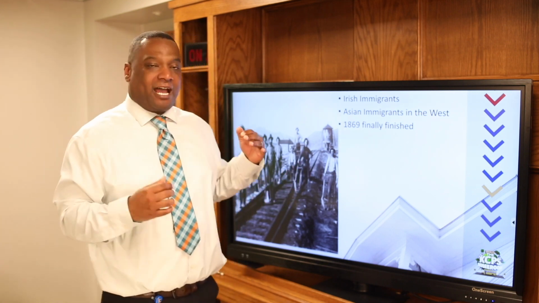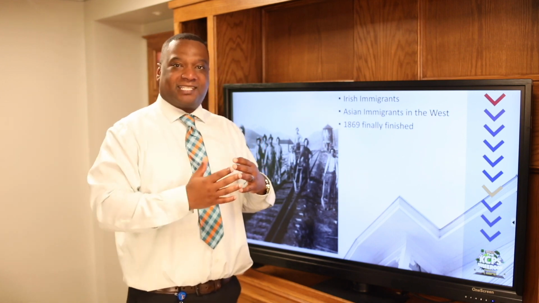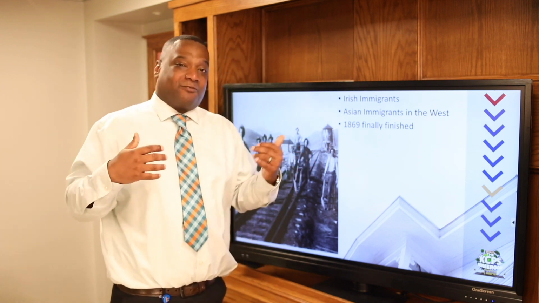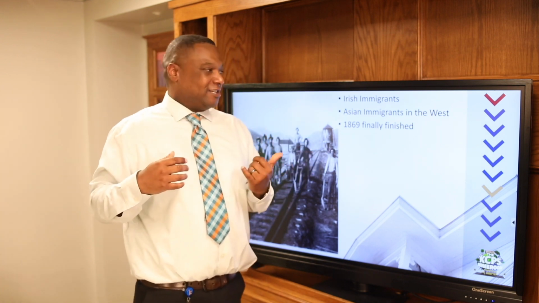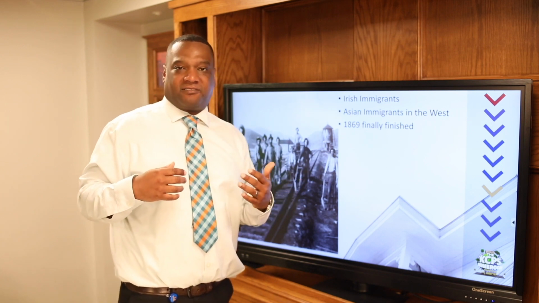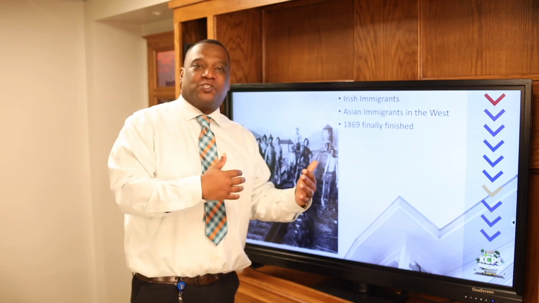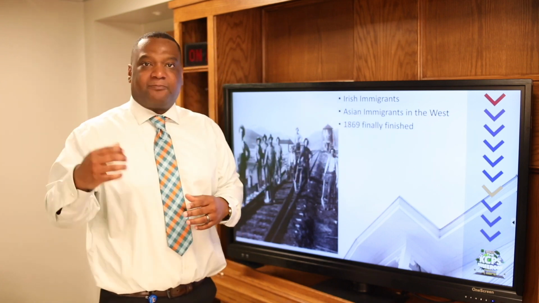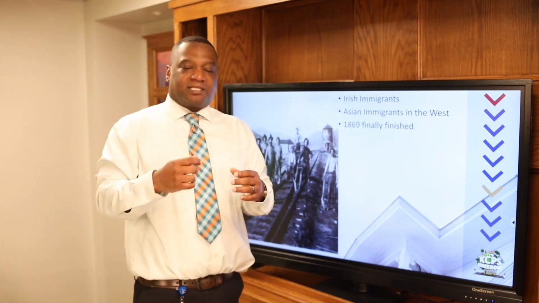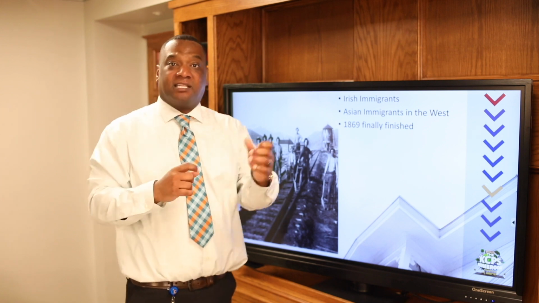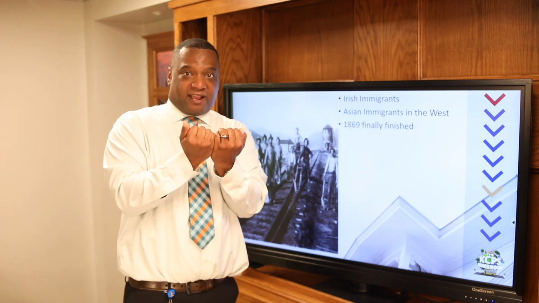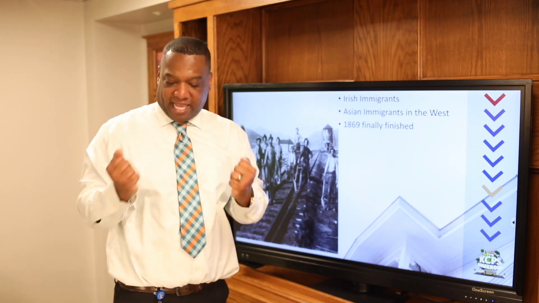So you start seeing a lot of Irish immigrants populating places like Nebraska, places like Wyoming, because they were on the railroad working. They saw this as a great opportunity to live that American dream that everybody was looking for. Asian immigrants populated the West Coast, right? So you start seeing Asian immigrants building tracks from the West Coast to Middle America, and then they end up meeting. Correct?